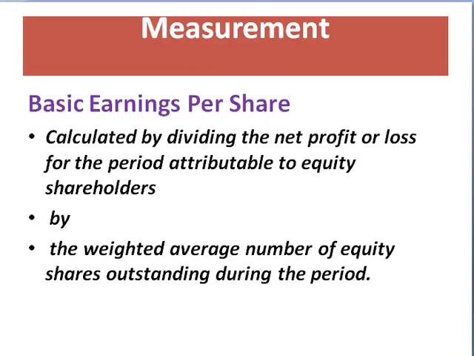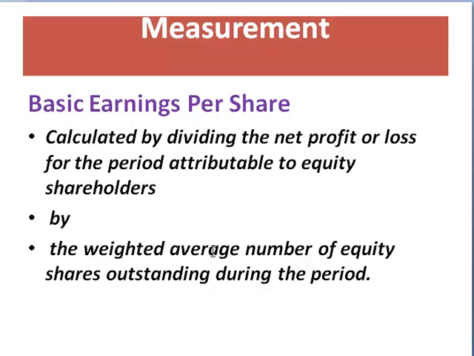The accounting standard 20 says that earning per share should be shown as two different concepts. One is called the basic earning per share, the other is called the diluted earning per share. The basic earning per share is calculated by dividing the net profit or loss for the period attributable to the equity shareholders. So it is the profit available for the shareholder after meeting all expenses including the interest and tax, and that profit is divided by the weighted average number of equity shares outstanding.